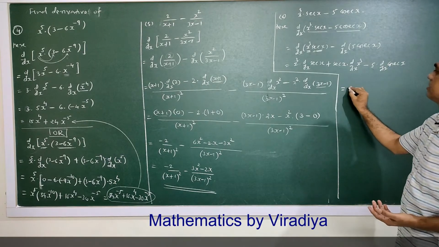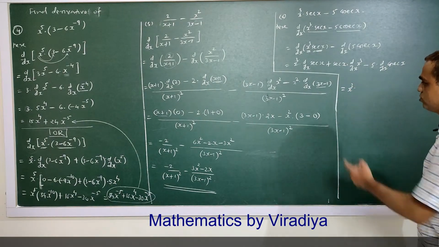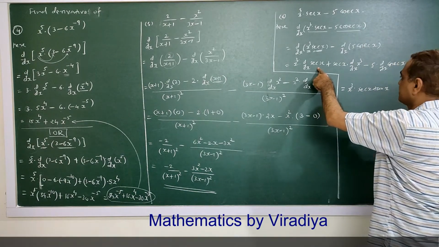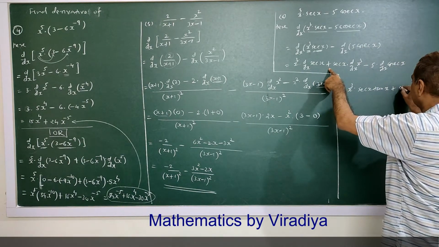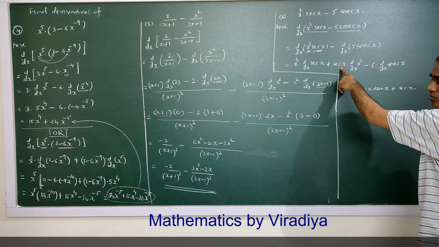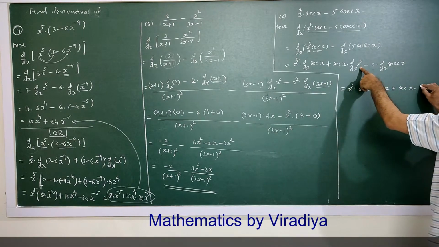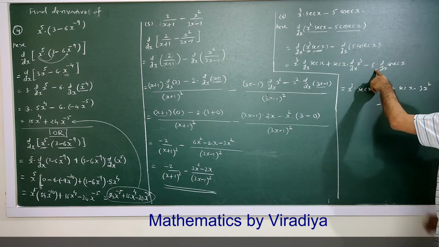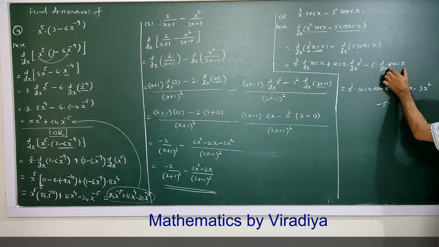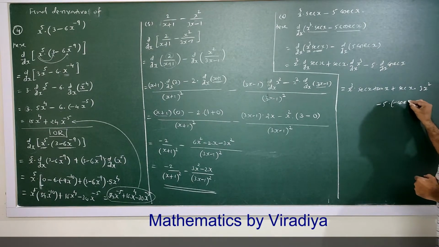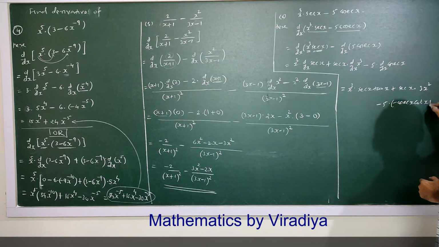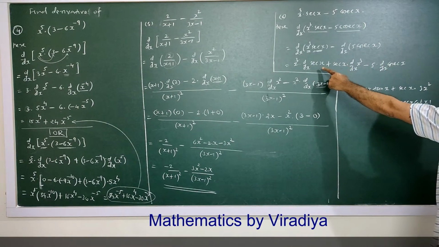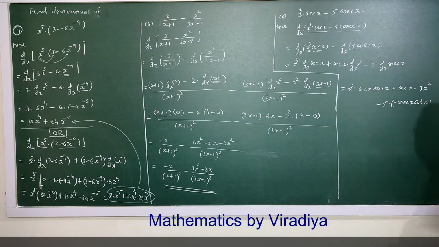So that is x cube into derivative of sec x, which is sec x into tan x, plus sec x into derivative of x cube, which is 3x square, minus 5 into derivative of cosec x, which is minus cosec x into cot x. Derivative of cosec x is minus cosec x into cot x. Derivative of sec x is sec x into tan x.